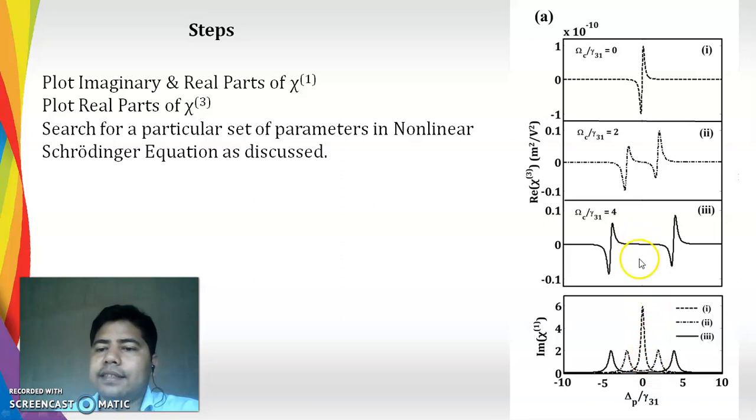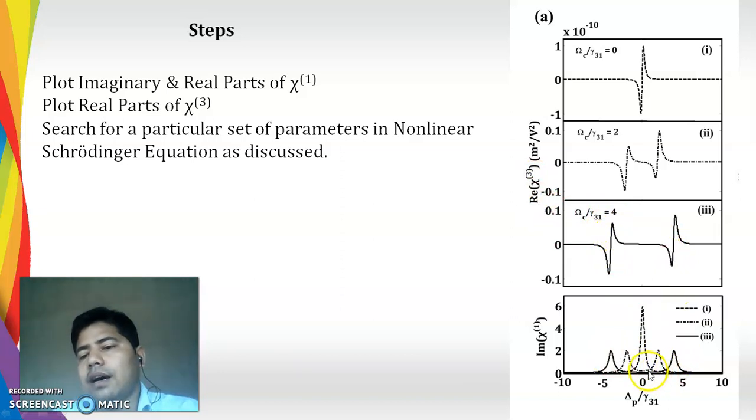Similarly, we are plotting chi3. In the chi3 also, you can see that this is for omega c equal to 0. This corresponds to this peak. This is omega c equal to 2. This window has been created because of omega c equal to 2, and this solid window has been created because of omega c equal to 4. Now let us consider only these two, omega c equal to 4, the imaginary part as well as the real chi3 part.